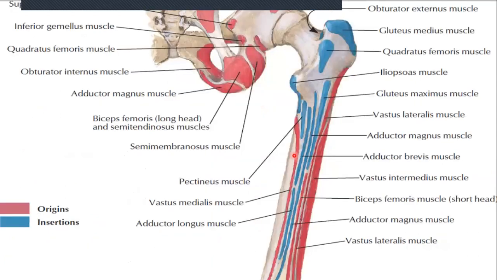Then let's look at the insertions. Here we have pectineus. Then adductor brevis here. Then adductor longus, the middle 1/3 of the linea aspera. Then we have the adductor magnus all the way from here, all this, or it has a linear insertion. So please know these origins. You can pause the video here and look at them clearly.